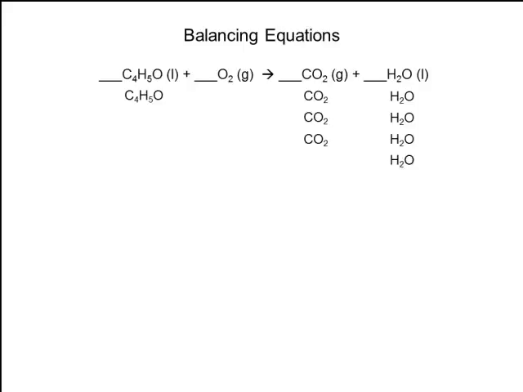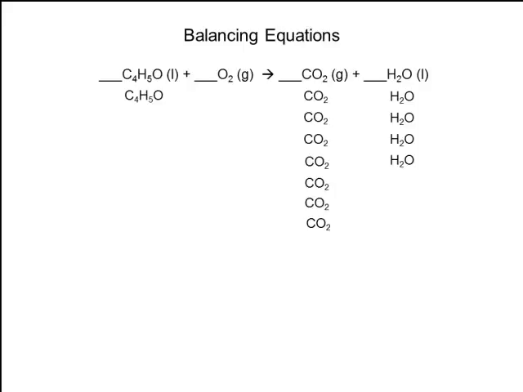So now I've got 10 hydrogens on the reactant side, 10 hydrogens on the product side. What's the problem though? Well, I added some more carbon. That was unavoidable. So now I have to go back and rebalance that carbon. I now have 8 carbons on the reactant side, 4 carbons on the product side. I need to add 4 more CO2s. Now my carbons and my hydrogens are balanced. All I need to worry about is my oxygen.